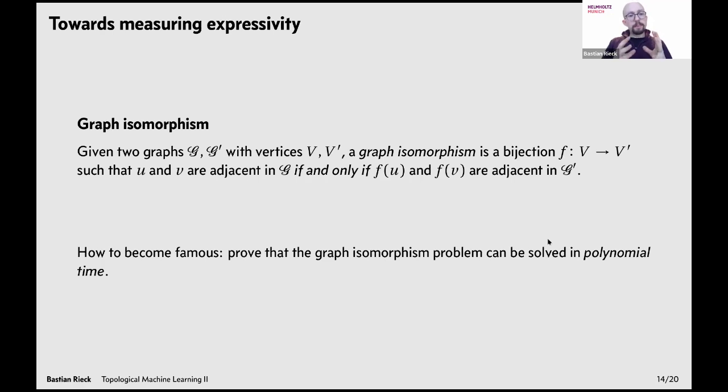And there's a very simple recipe, I should say, for how to become famous, not only in machine learning, but in computer science in general. And that is, you just have to prove that the graph isomorphism problem, so the problem of deciding whether two graphs are isomorphic, can be solved in polynomial time for arbitrary graphs. Because in reality, we don't know that yet. But this is a way to measure the expressivity of a graph neural network in a model in general, namely studying its capabilities of detecting isomorphic or rather non-isomorphic graphs.